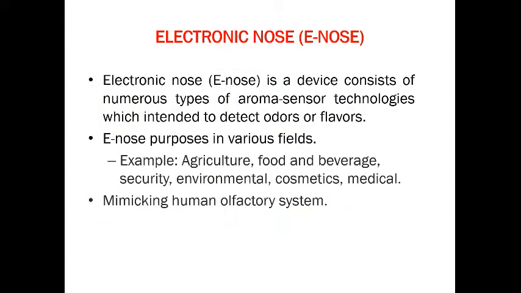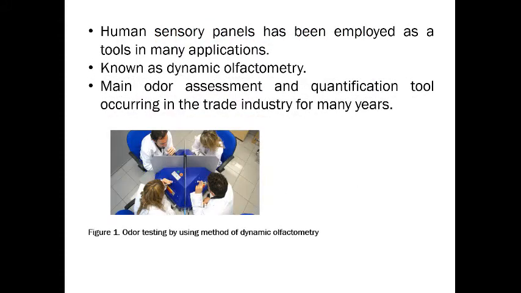One essential type is the electronic nose, which is a device consisting of numerous types of aroma sensor technology, intended to detect odors or flavors. For example, we can use it in agriculture, food and beverage, security, environmental, cosmetic, and medical. This process mimics the human olfactory system. This one is an example.